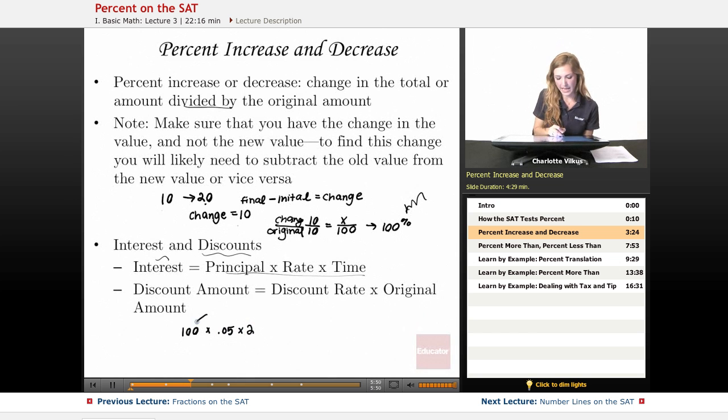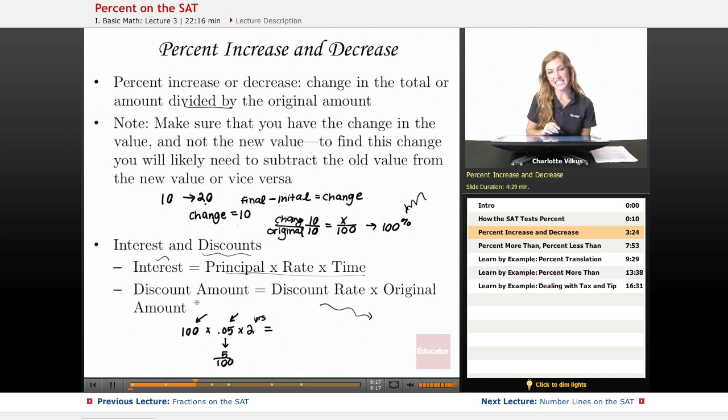just multiply the principal, so the amount I start with, by the rate, so 5%, which we're always going to write as 5 over 100. And then I multiply that by however many years. So this is simple interest, and we could very quickly solve for the actual interest that we get. The other thing where this comes up is discount amount.